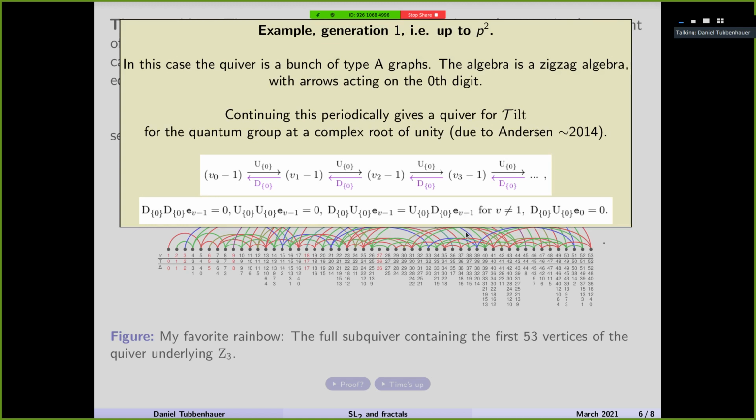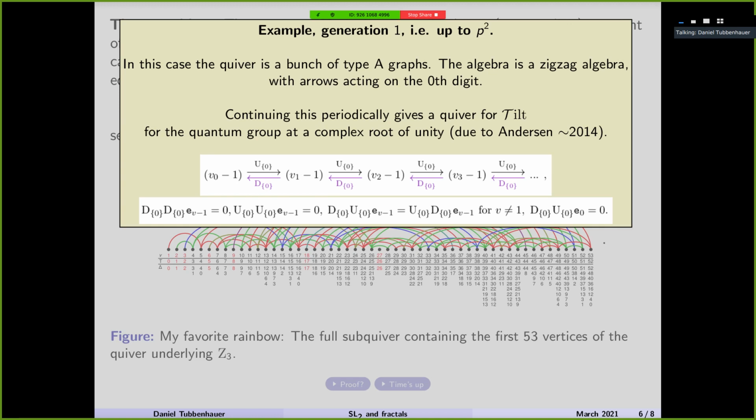So you go up to P squared. This is generation 1. And what you will see is basically a lot of those line-like quivers. And you have 2 operators, which are the flipping operators on the digits. I call them up and down. So you either flip digits up or you flip digits down. I haven't explained the up operation, but the down operation was the sign operation. And they satisfy certain relations which are not so hard to write down: if you go 2 steps, it's 0 in either direction, and each loop at each vertex, so you can go down-up or up-down, is the same. And this algebra is sometimes called the zigzag algebra.